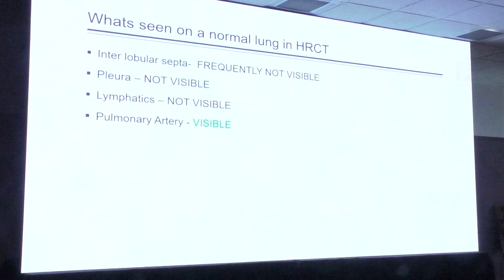So what is seen on a normal HRCT? Interlobular septa, possible or not, may be possible, it's not always seen. Second, pleura not visible, lymphatics not visible, pulmonary artery visible. All the white opacities which you see in your HRCT are basically images of your arteries or vessels. Those are not the bronchus unless there is a pathology.